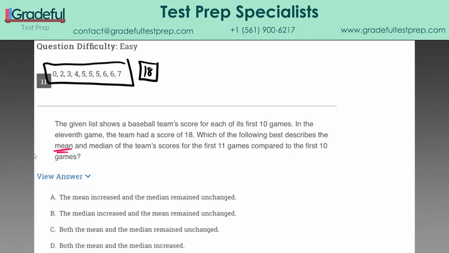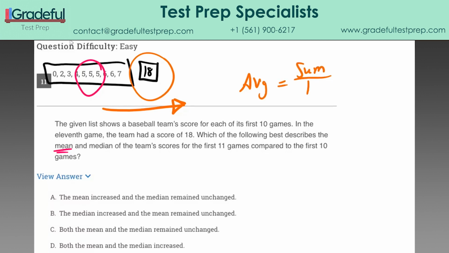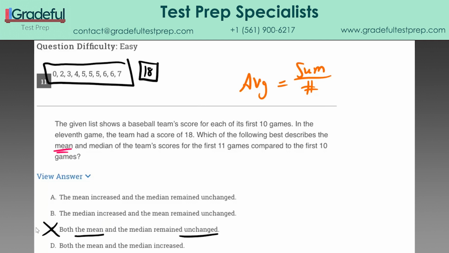And just imagine you're in a class where the average score is 5, and suddenly someone comes in who has a score of 18. That's definitely going to boost the average in a higher direction, because the average, the mean, in general, is the sum over the number of values. So if I add in another value that's really big, it's going to push the average way up. So the mean will definitely be increasing, and that narrows out C, because C is the only one that says that the mean is not changing.